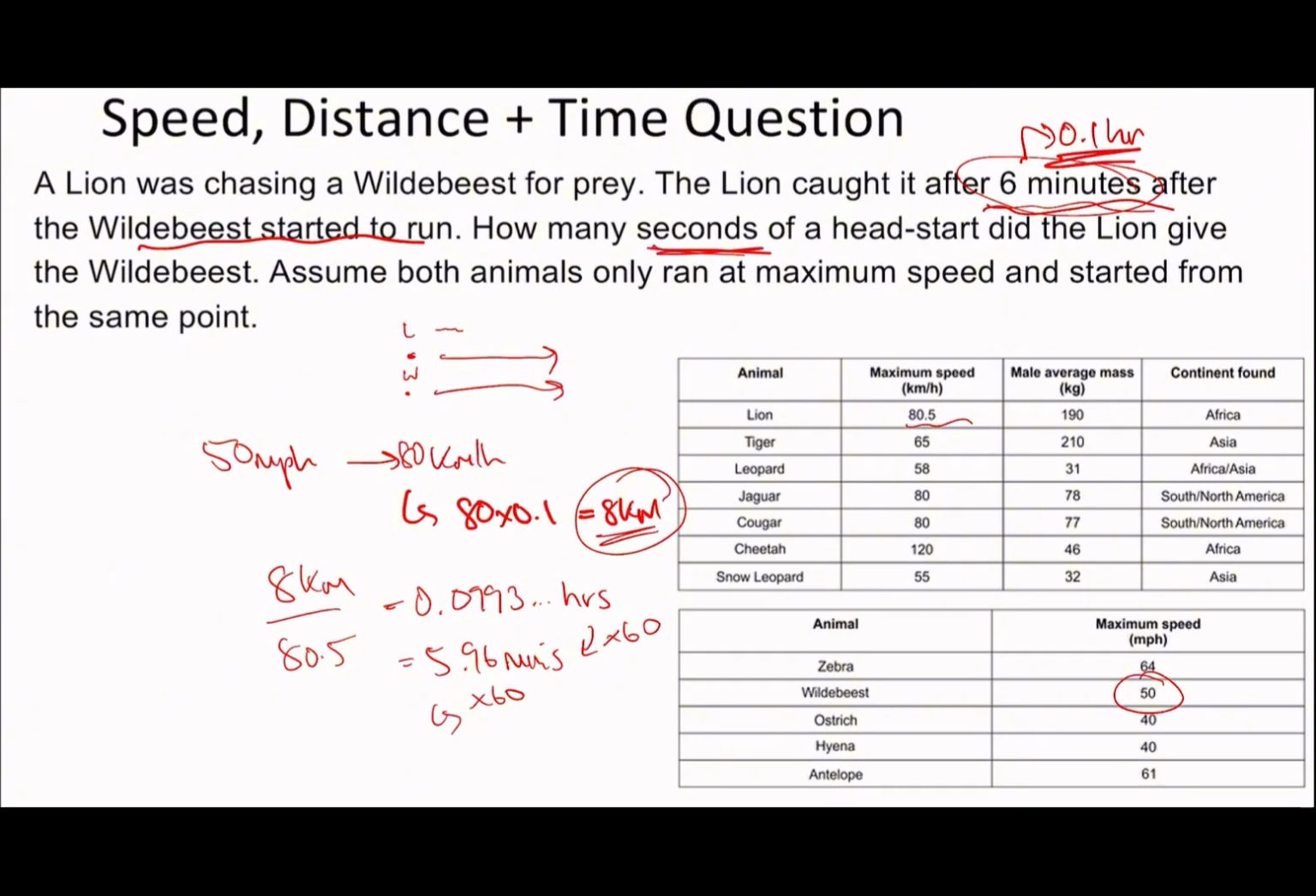Times that by 60. So that's 357.7 seconds. So it takes the lion this long. And we know that the wildebeest was running for 360 seconds. And so therefore, the difference between them is basically going to be what the head start was that the lion gave the wildebeest. So the head start was simply 360 minus 357.7, which is going to be 2.3 seconds.